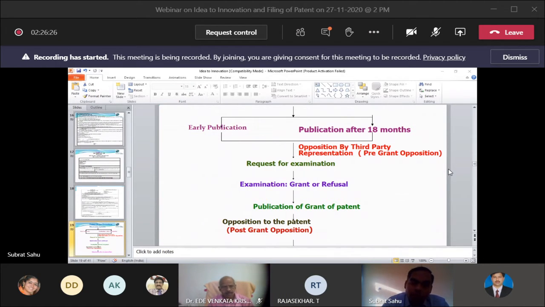After examination, we will provide an FER, that is the First Examination Report. Then you will reply to the examination. After the hearing, you will get a grant or refusal of the patent. So this time period will take 12 to 13 months for an ordinary application. If you are going for expedited examination, it will take 7 to 8 months.